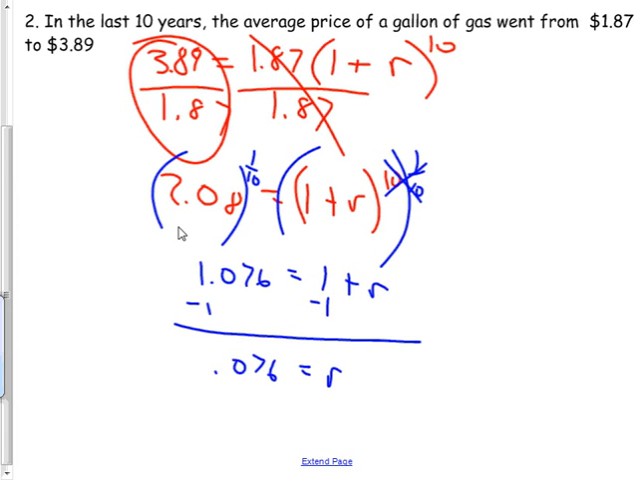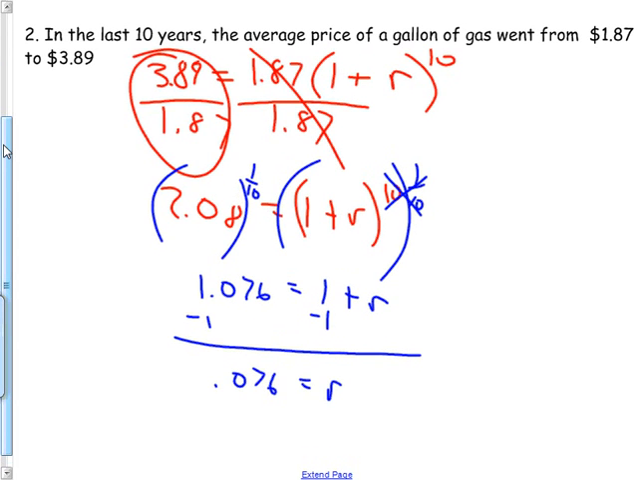And if you were to actually answer the person in normal words, you'd say the average price has gone up about 7.6%. Or if you wanted to be more normal yet, you'd probably round it to 8%. It's gone up about 8% a year for 10 years, which is kind of impressive, actually. 8% per year for 10 years is a lot. Usually prices only increase like 3% a year.